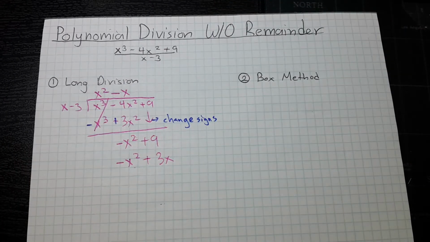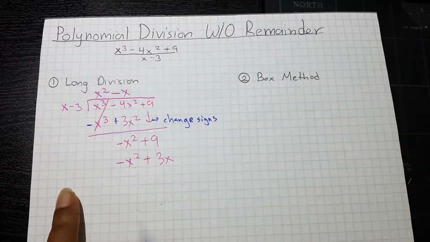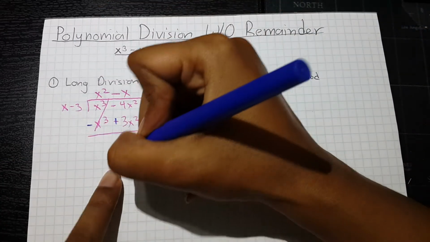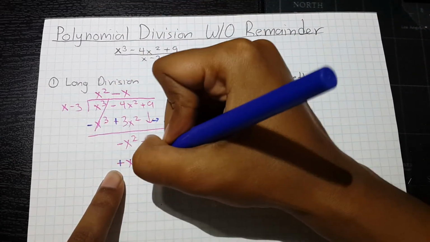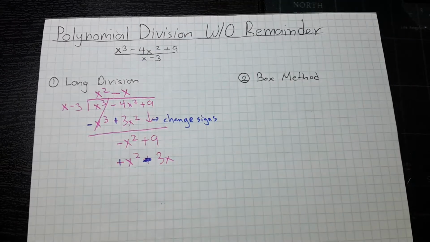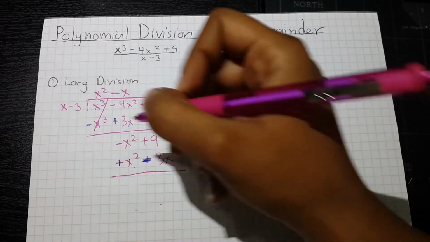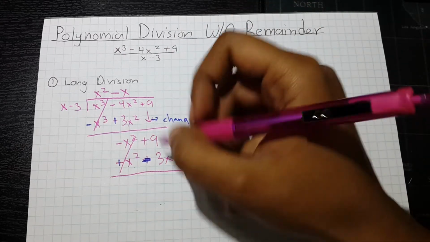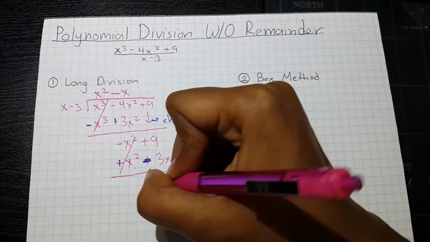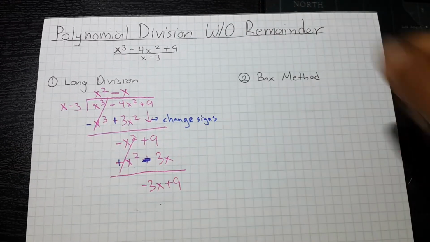Again, you want to change signs at this point because we're trying to continue with this top-down motion. So this changes to a positive, this changes to a negative. We're going to combine like terms. Negative x squared plus x squared, that's 0. These can't combine, so you end up with negative 3x plus 9.